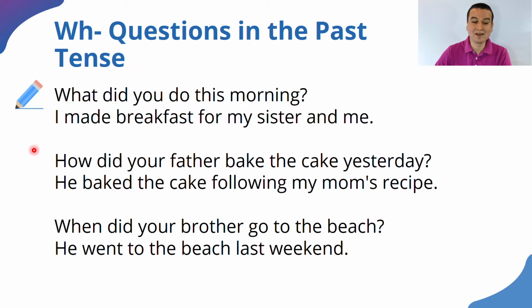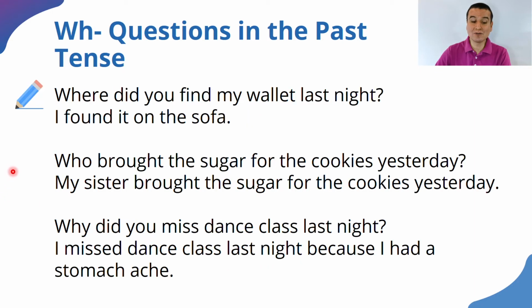All right. For these words, what question could we ask? How did your father bake the cake yesterday? He baked the cake following my mom's recipe. All right. With brother, go, and beach, we said, when did your brother go to the beach? He went to the beach last weekend. You, find, and last night: where did you find my wallet last night? You needed to add what is found there. I found it on the sofa.